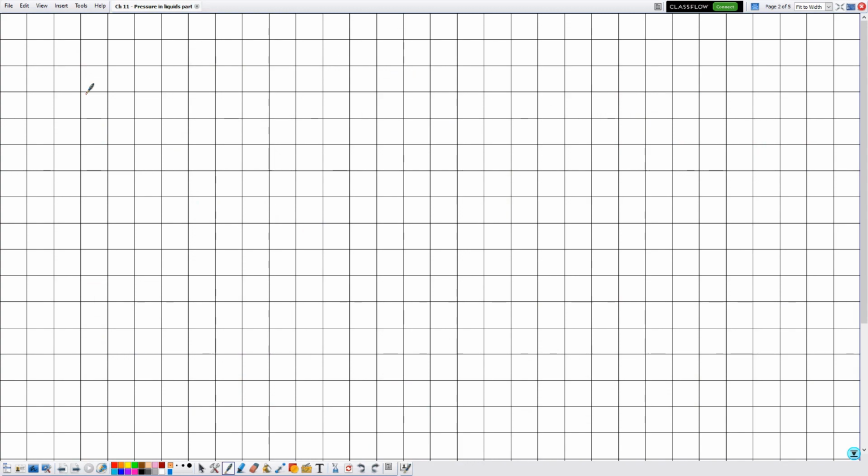Now the next section is to introduce how one can calculate the atmospheric pressure. So the title of this section, which is section number 4, is calculating the atmospheric pressure.